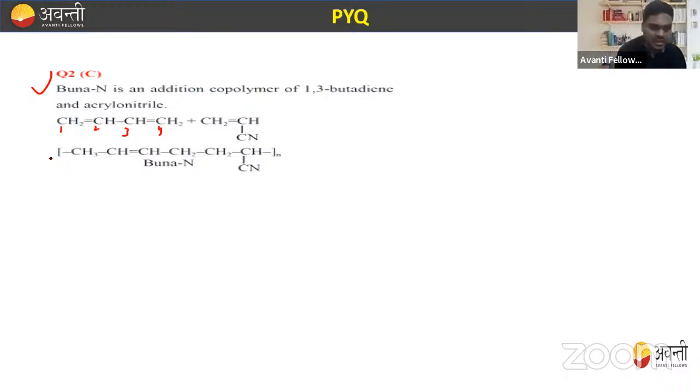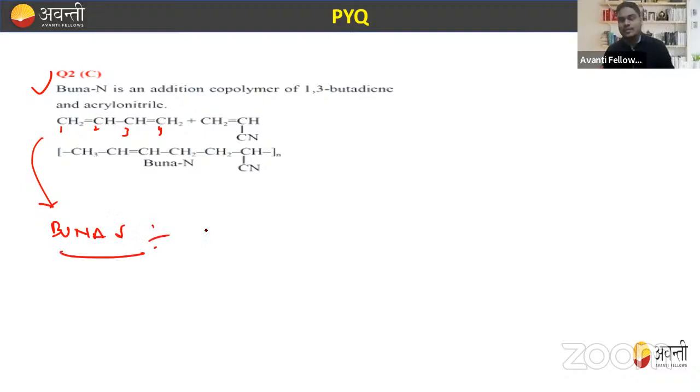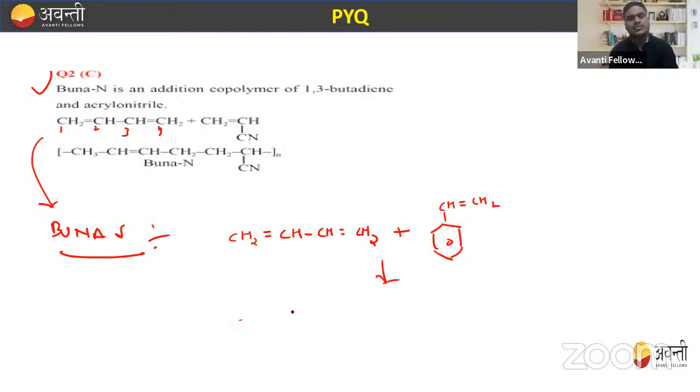On a similar basis, there is another one, like Buna-S. So try to remember this as well. That is Buna-S. Also try to learn Buna-S. In this also, the same monomer, like CH2=CH, CH=CH2. So this is 1,3-butadiene, and this is treated with styrene. So what is styrene, beta? Styrene is nothing but a CH=CH2 on a benzene ring. Right. So in this, by doing this polymerization, what is formed, beta?